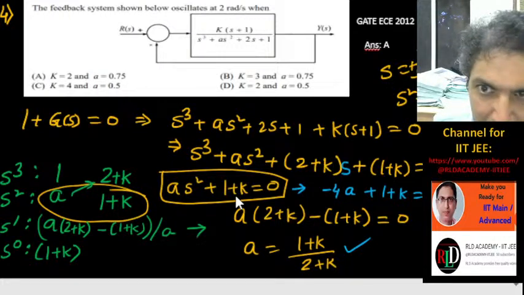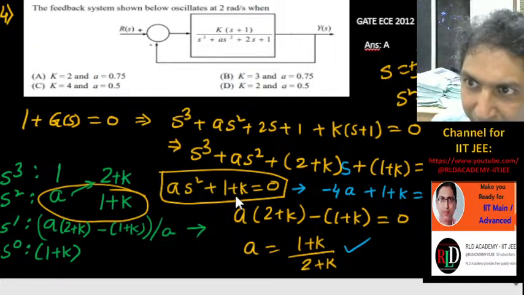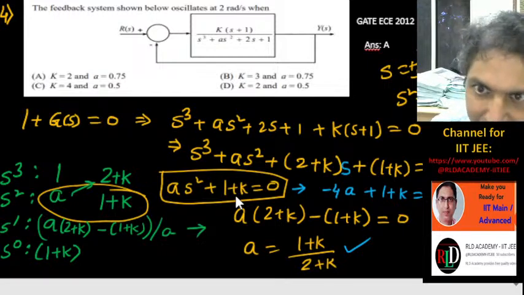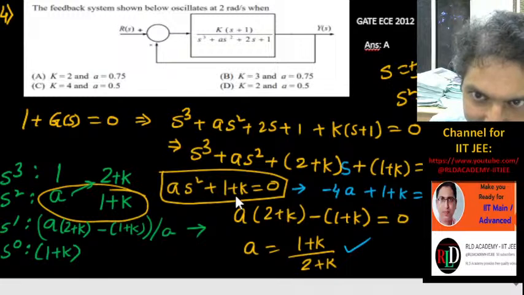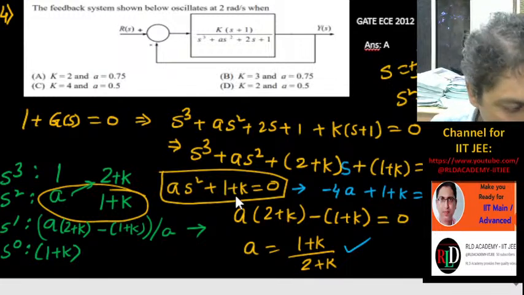Is it fine to everybody? How to solve this kind of problem? This problem appeared in 2012. It's a nice problem. Two unknown things, one is capital K, other one is small a. These two we need to find out, not only one parameter, two parameters.